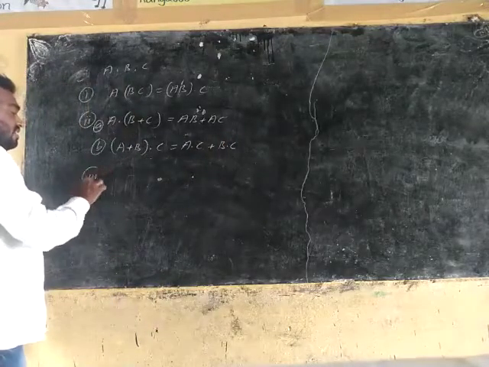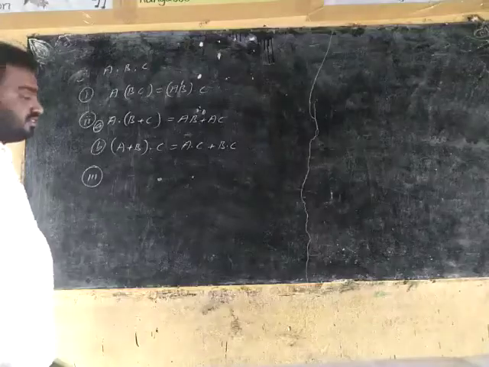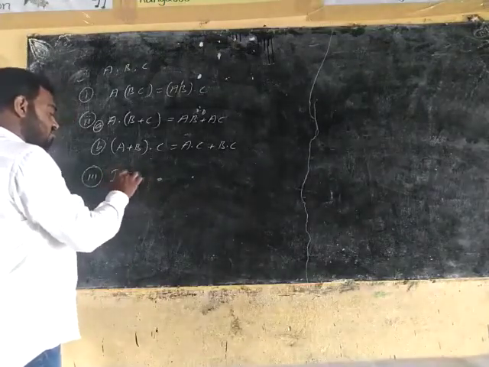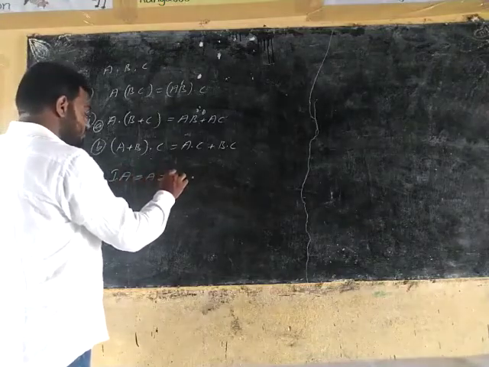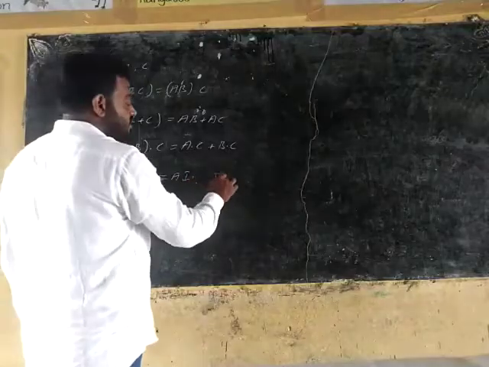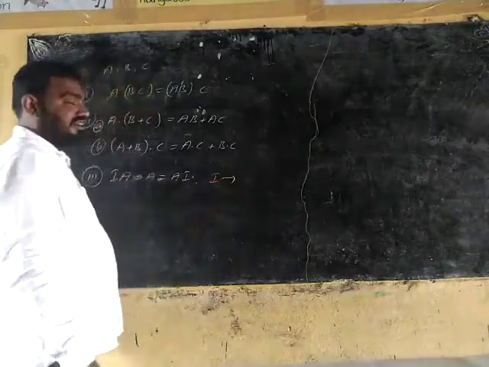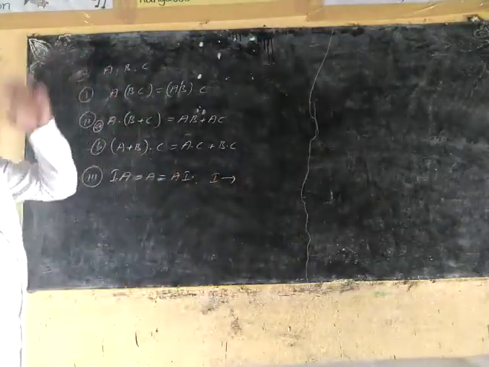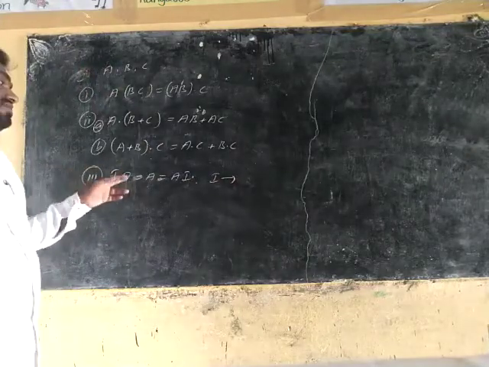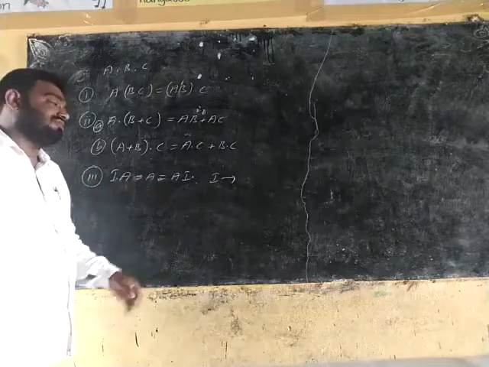Next, the existence of identity. If IA is equal to A is equal to AI, then I is called the identity matrix. I is called the identity matrix of order A.